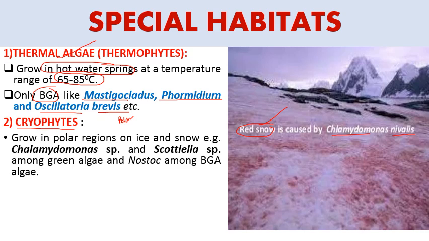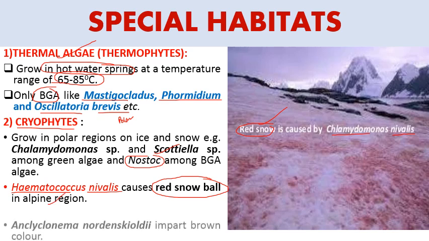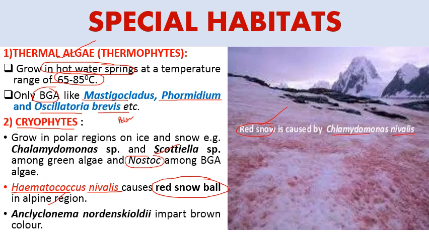Then there are some other algal members which are found in the snowbound regions, like Scotiella, and in BGAs it includes the Nostoc. There is one algae named Haematococcus nivalis, which causes red snowball in alpine region. Then there is one algae named Encyclonema nordenskioeldii. So it also imparts brown color to the snow.